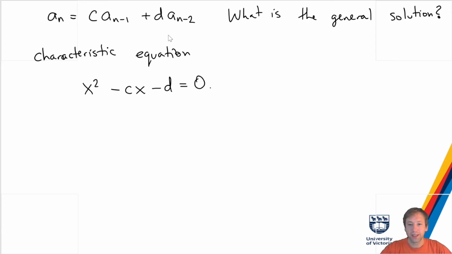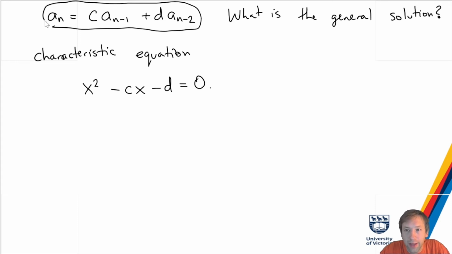You might think of this as taking your recurrence relation equation and bringing the terms to the other side, and plugging in x squared instead of a_n, x instead of a_{n-1}, and 1 instead of a_{n-2}. Again, I'm not right now justifying why this is useful, but I want you to just memorize that when you have a second order recurrence relation, this is how you get the characteristic equation.